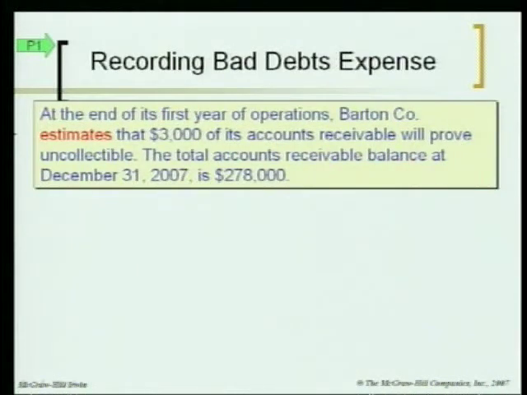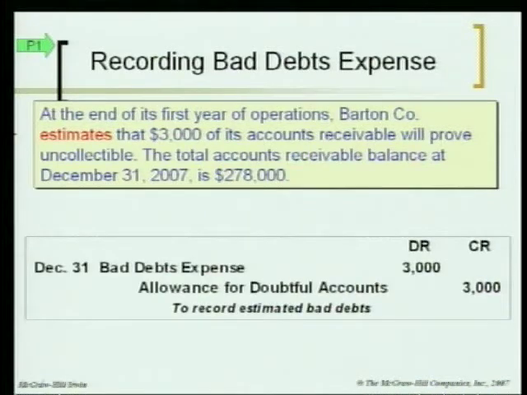For example, at the end of its first year of operations, Barton Company estimates that $3,000 of its accounts receivable will prove to be uncollectible. The total AR balance at December 31 is $278,000. Under the allowance method, this is the entry that we make when we estimate bad debt expense. We debit bad debt expense and we credit an account called allowance for doubtful accounts.